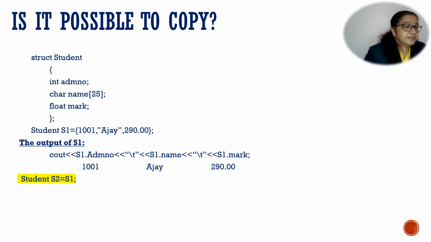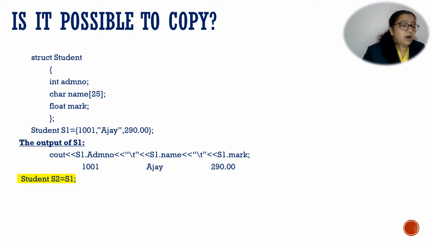Struct student, then int admission number, char name of 25 size, float mark. And the structure definition is this. Student is the data type. Now I declared one variable for student, student S1. And initialization, you remember initialization? Put the equal sign, then the collection. Put a brace open, then 1001 for admission number, Ajay for name, then 290.00 is the mark. Then brace close, semicolon. So in S1 we have 1001 in admission number, Ajay in the name column, then 290.00 in the mark column.